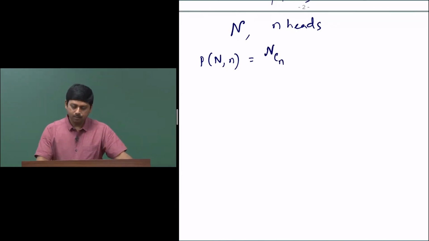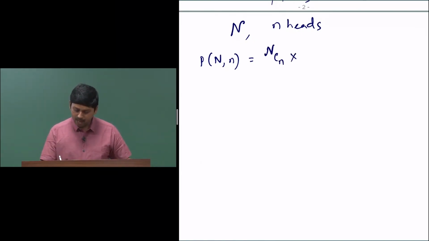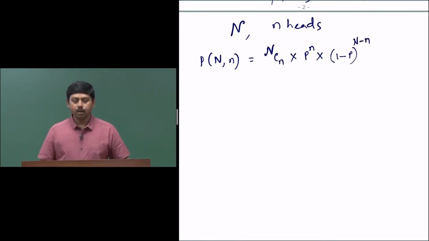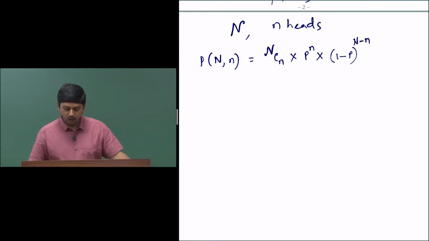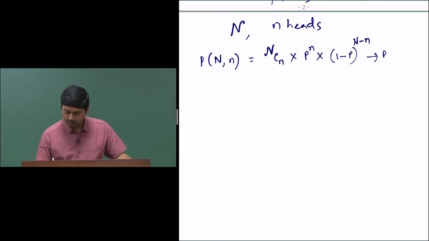I will explain that in a moment. Then we have small n heads, each with a probability p, so it will be p to the power n. The probability for tail is 1 minus p, and how many of them are there? Capital N minus small n. So, this is the probability of having small n heads out of capital N coin tosses, and this is called binomial distribution.